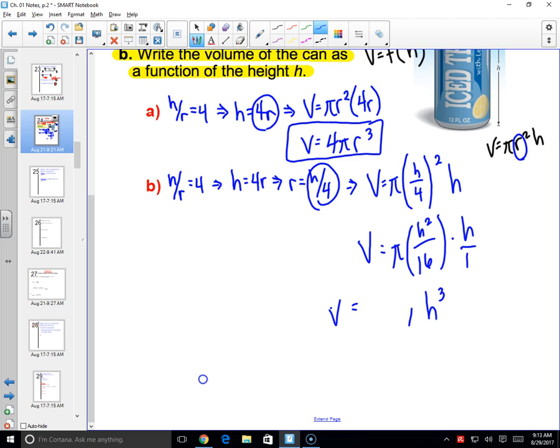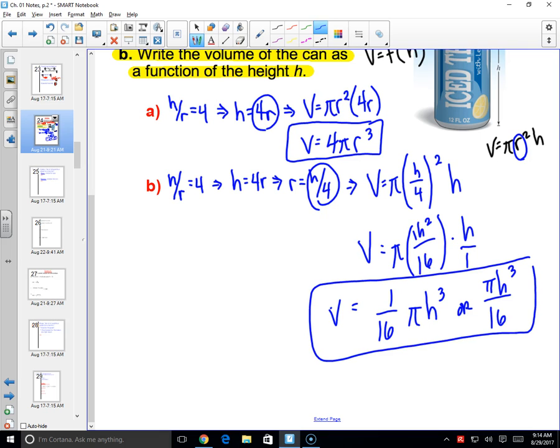The pi is going to go in front, and technically, to be super snazzy, this is very similar to what you guys were looking at here with the 1 over R. What would we pull out for the number in front? 1/16. Because the 16 is in the denominator, the 1 is in the numerator. So we need to have 1/16. Another way of writing it is you could have just done pi h cubed all over 16. Either one is good. Both of them mean the same thing.